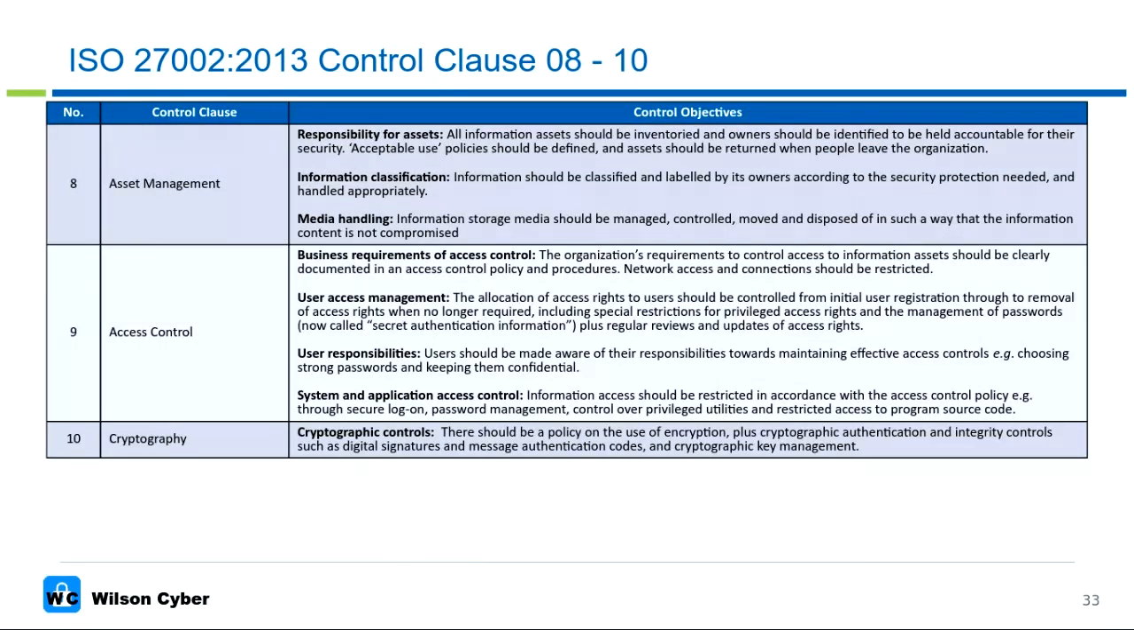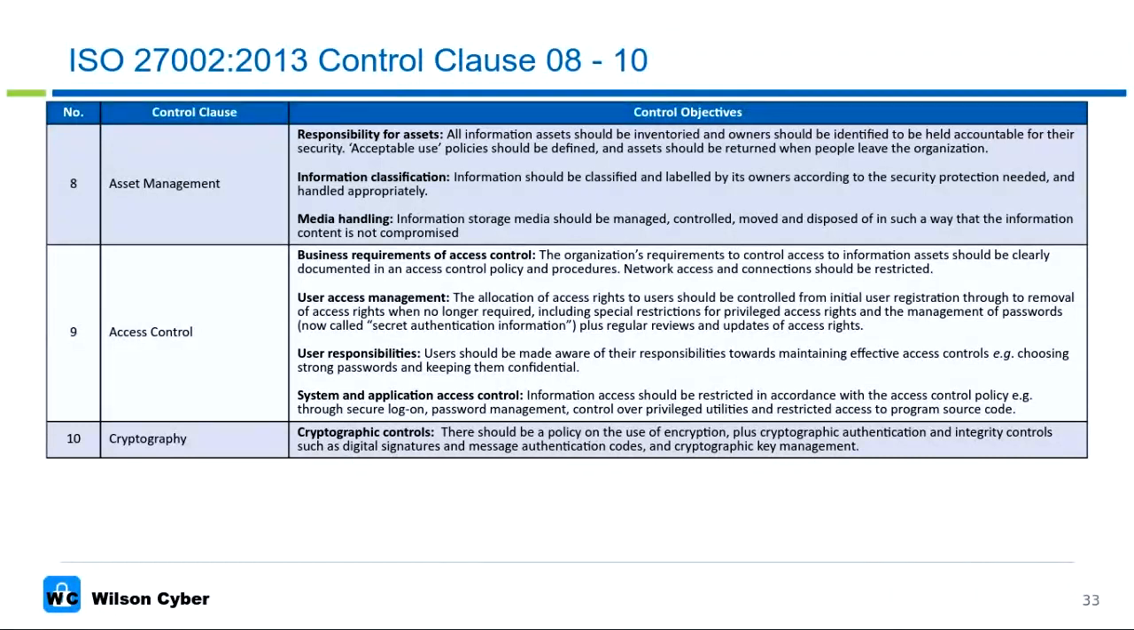Under the Asset Management control clause, we have 3 control objectives. Responsibility for assets: all information assets should be inventoried. Owners should be identified and held accountable for their security. Acceptable use policies should be defined, and assets should be returned when people leave the organization. Information classification: information should be classified and labeled by its owner according to the security protection needed and handled appropriately.